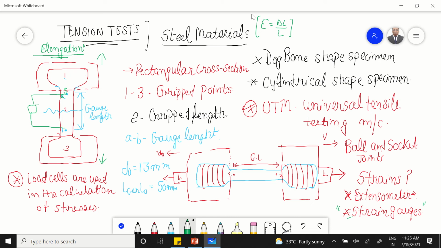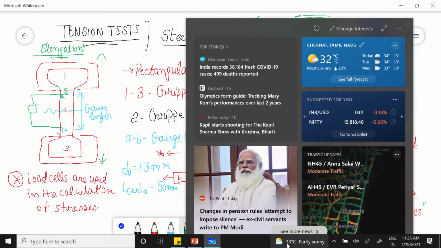The electrical strain gauge somewhat looks like this. This is a very small chip, and you can directly stick this chip to the surface of the specimen, at the points where you want to measure the strains. The change in electrical resistance across this positive and negative point will directly give you the value of strains, right?